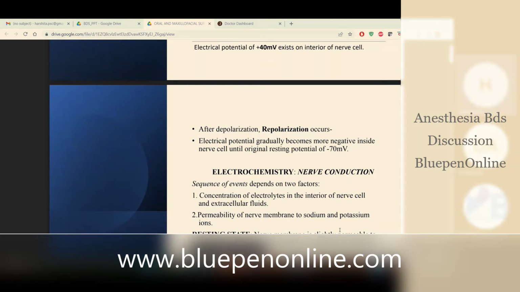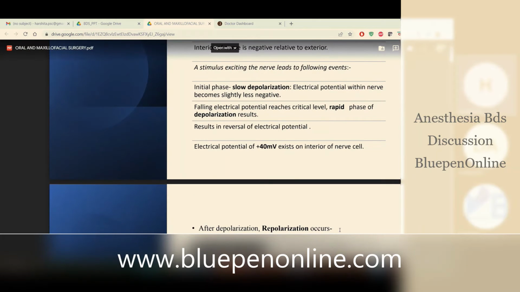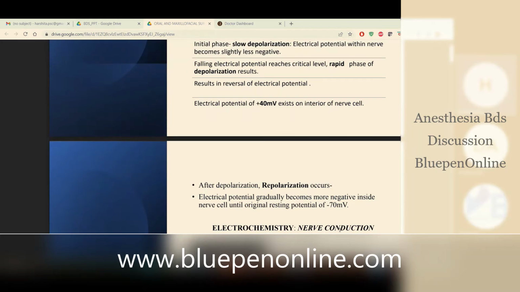Then after that, we have something called repolarization. In this repolarization, whatever stimulus hit the nerve is taken back, and the potential in the interior of the nerve comes back to its original state of minus 70 millivolts. So this is basically the electrophysiology of what happens within the nerve when a stimulus hits.